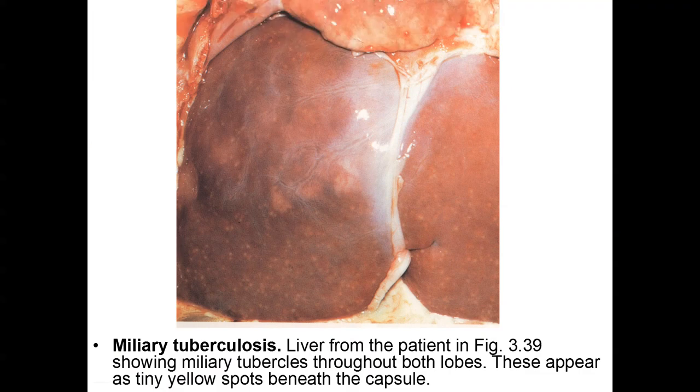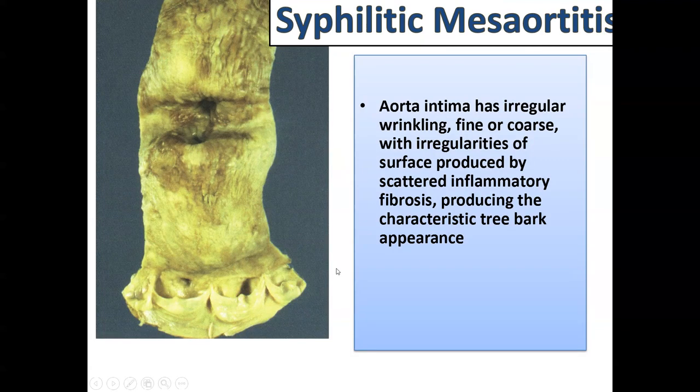Here you see the gross picture of the liver with miliary tuberculosis. So, the liver showing miliary tubercles throughout both lobes. These appear as tiny yellow spots beneath the capsule. I hope you can see them quite clearly.